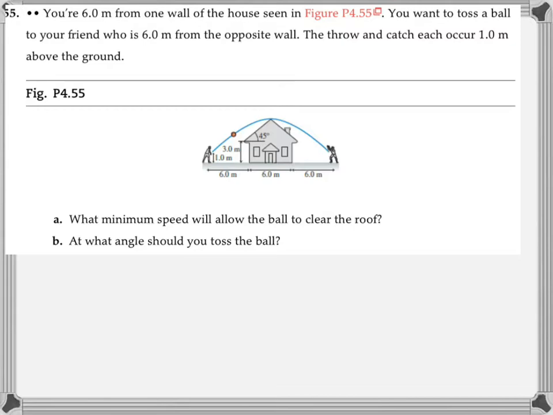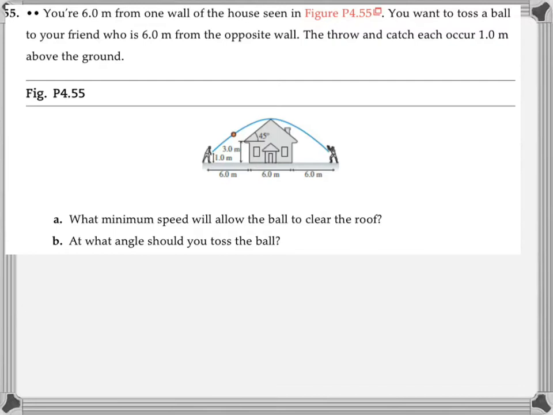So you can see in the picture that the house is 6 meters wide, and you are 6 meters away from the left wall. Your friend is 6 meters away from the right wall. The throw and the catch each occur 1 meter above the ground. So with this information, we're looking for the minimum speed that would allow the ball to clear the roof. And we also want to know at what angle should the ball be tossed.